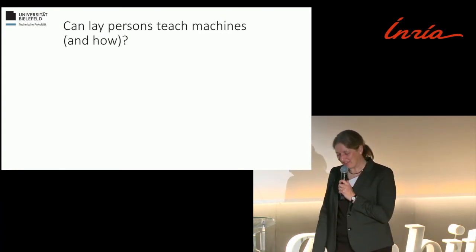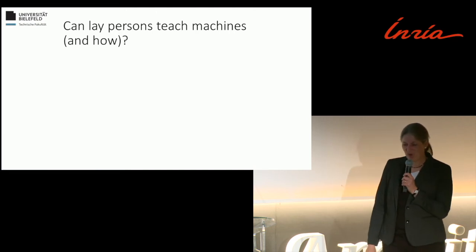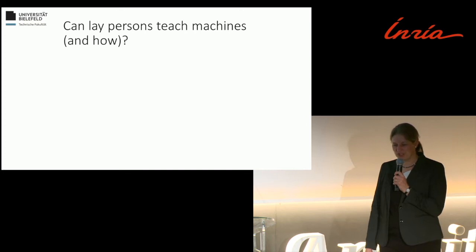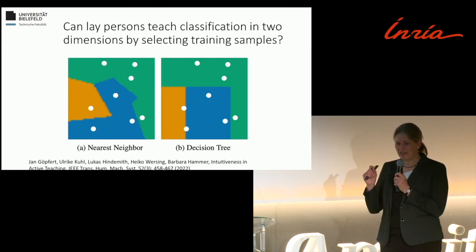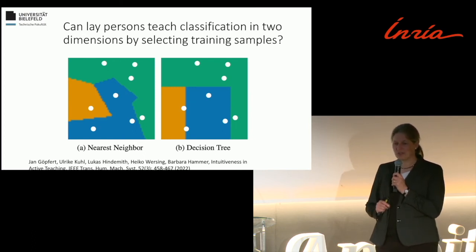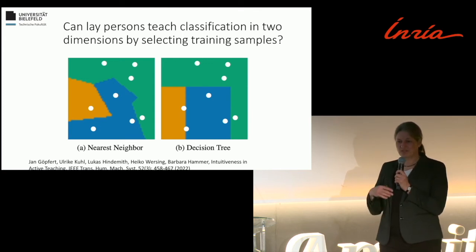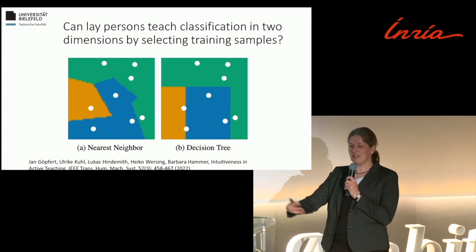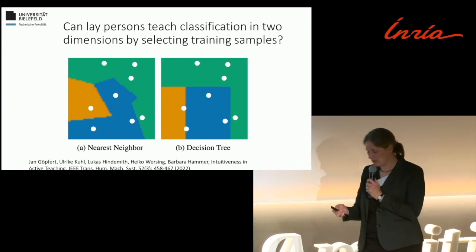One question is extremely unsolved. How can laypersons teach machines, and how? We found this problem too big for us, and we delved into a very simple sub-problem. Can laypersons teach classification in 2 dimensions by selecting training examples? Which is an extremely unsolved problem. So is it possible for humans to really teach the classical machine learning models?